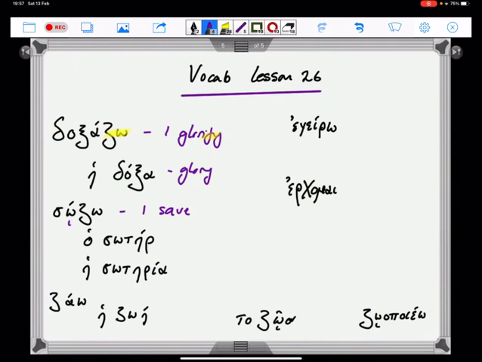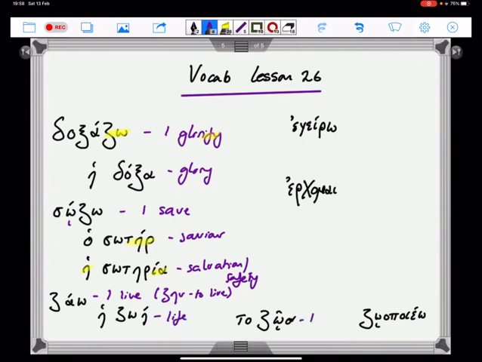Both are possible. Soter, with its agent suffix, saviour. Hē soteria, with that iota alpha at the end, and now feminine. Salvation or safety. Zao, I live, with the irregular infinitive stem. Hē zoe, life. To zoon, living creature. Now neuter.